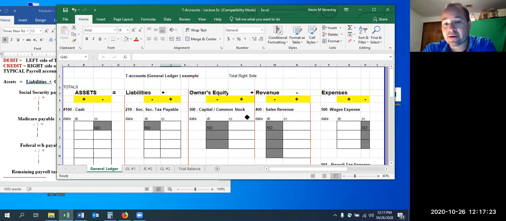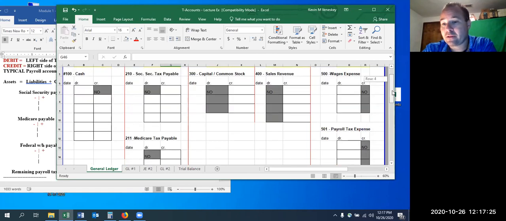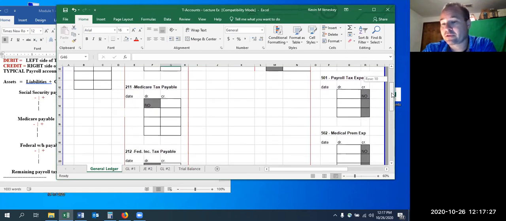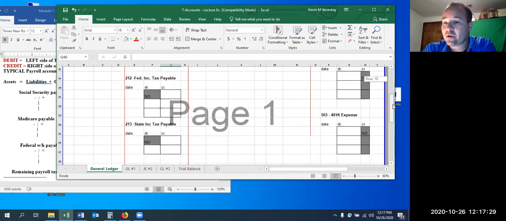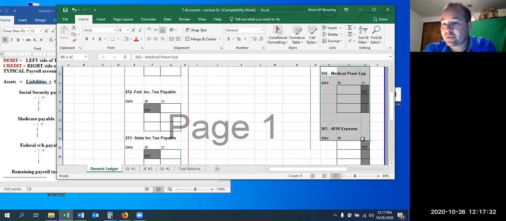And then we're going to keep track of our expenses over here, primarily looking at our wage expense and our payroll tax expense. And then I added these couple in too, to show that we're also going to have medical premiums and 401k type expenses like retirement expense. These are the amounts that the employer chips in addition to what you put in. This is their own expense coming out of their pocket.